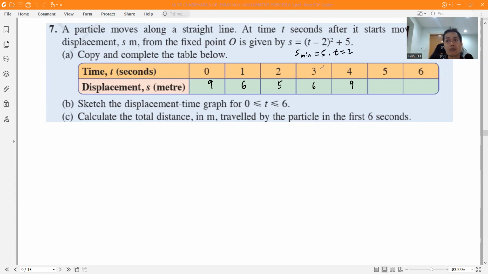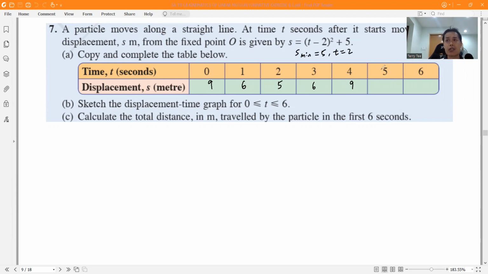If you don't believe me, put 3 inside. 3 minus 2 is 1. 1 squared is 1. 1 plus 5 is still 6. Same goes for 4. 4 minus 2 is 2. 2 squared is 4. 4 plus 5, you still get 9. You get exactly the same value here because they're symmetrical at t equals 2.